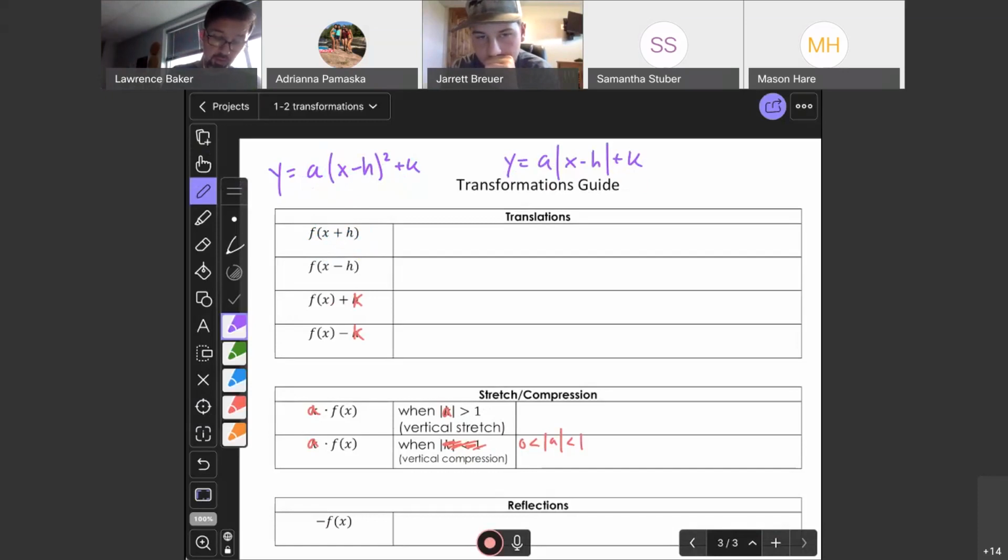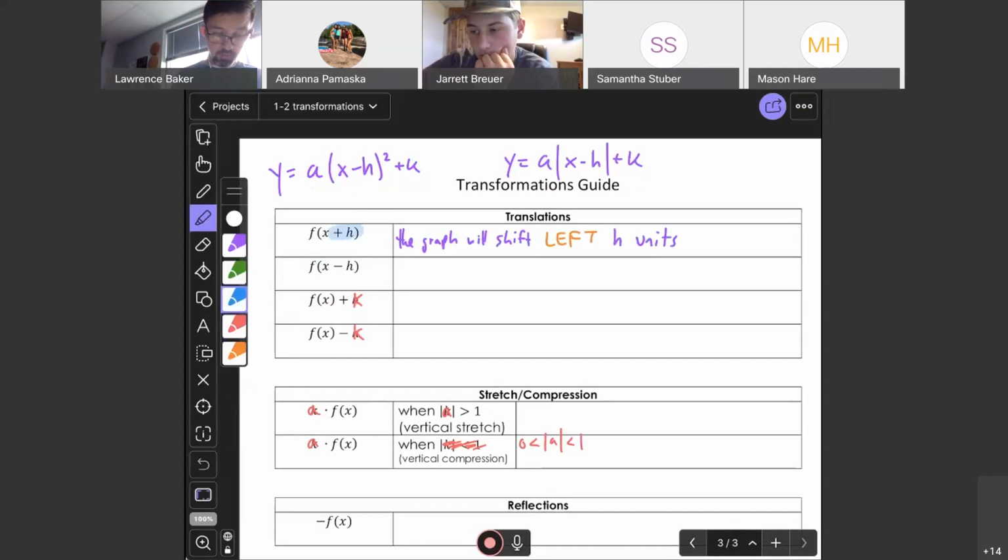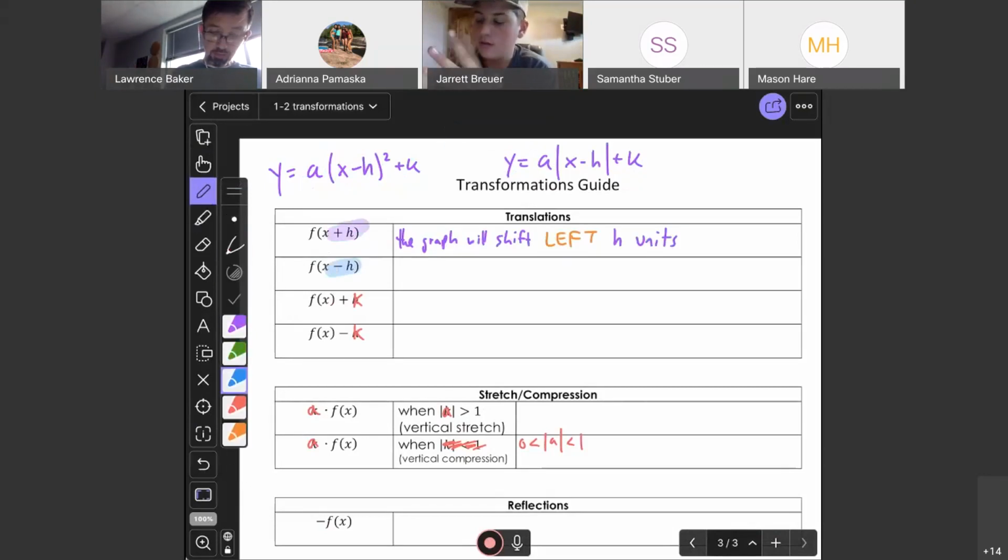So the graph will shift, and I'm going to change colors on this just to highlight that again, left, and then I'll just say H units. Whatever H is, if it's 5, if it's 12, if it's 30,000. So again, left on that. So in that same way, when it says minus, that was our right shift.